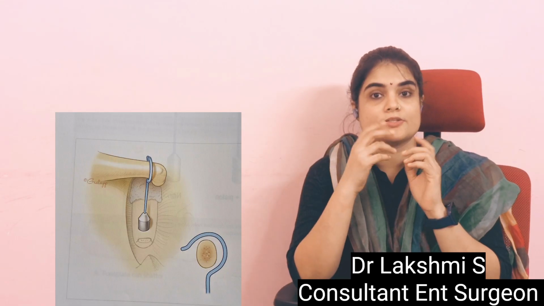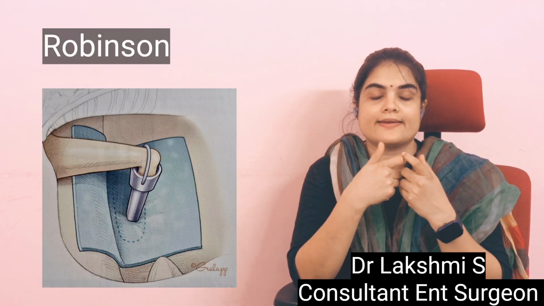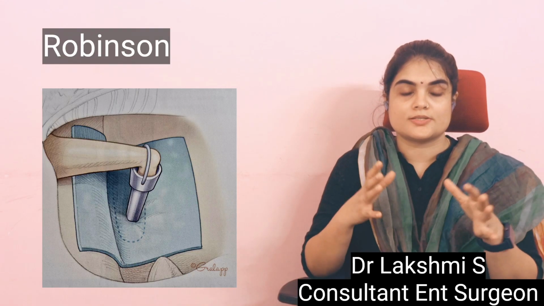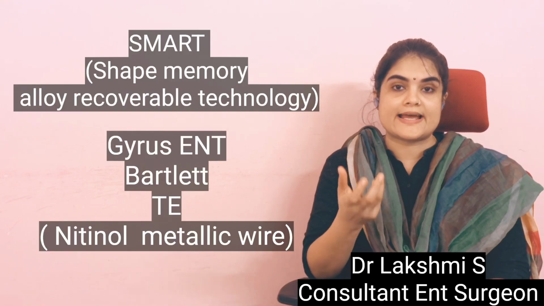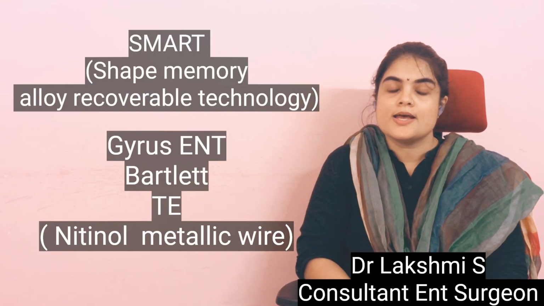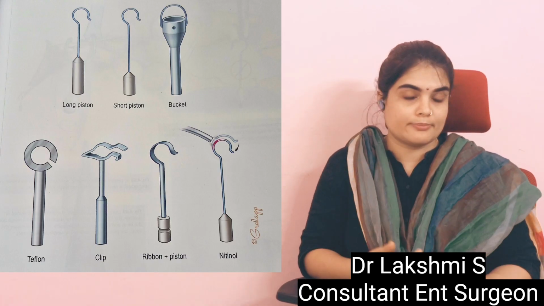There are other pistons that do not require crimping to the incus, like the Robinson piston, which is a bucket handle type. There are also self-retaining pistons that are clipped to the incus. Other pistons like the SMART piston use elastic memory to coil around the incus. So you can use the pistons according to your institution or your preference.